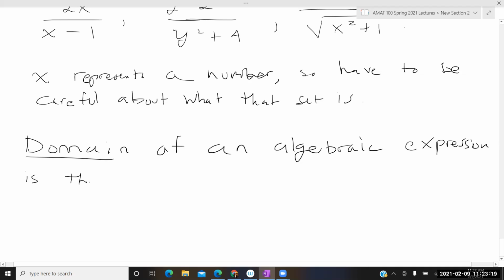is the set, maybe you want to take the largest set of numbers that we can plug in for x.